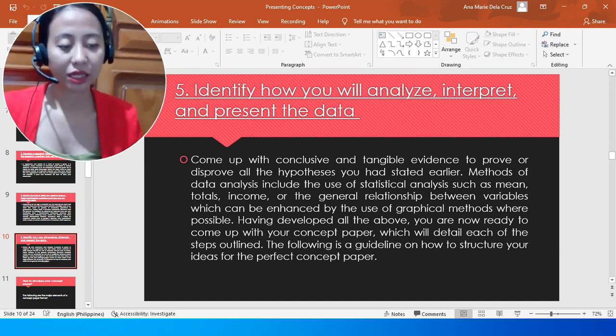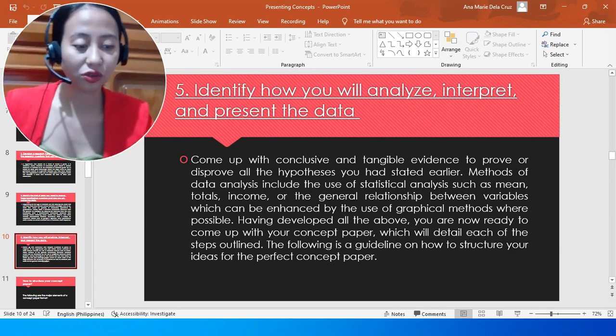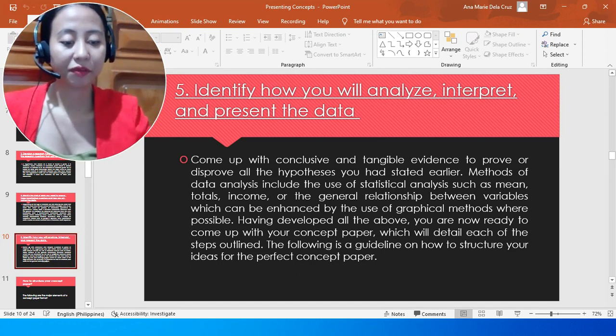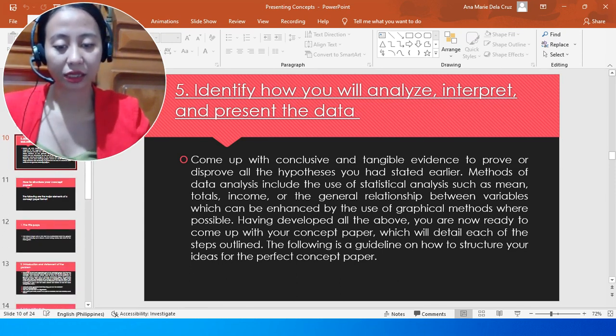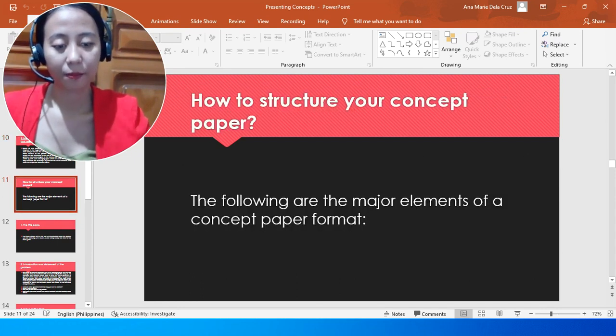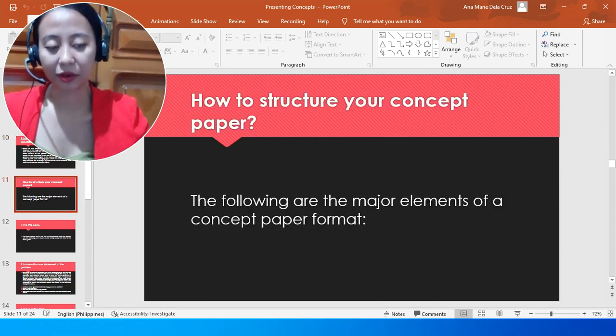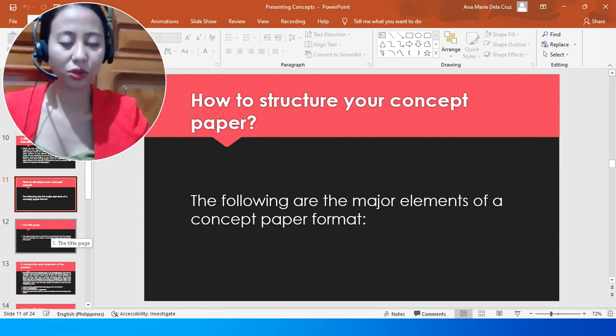The following is how to structure your ideas for the perfect concept paper. Now, in making a concept paper, we have different parts. In order to structure those, we're going to discuss it right now. How to structure your concept paper. Okay, these are the following, which I'm going to show you, the major elements of the concept paper format.